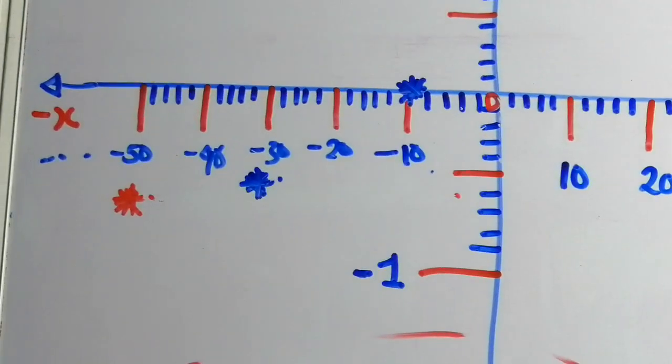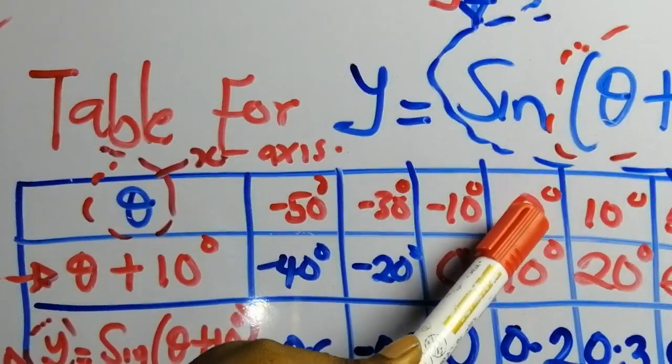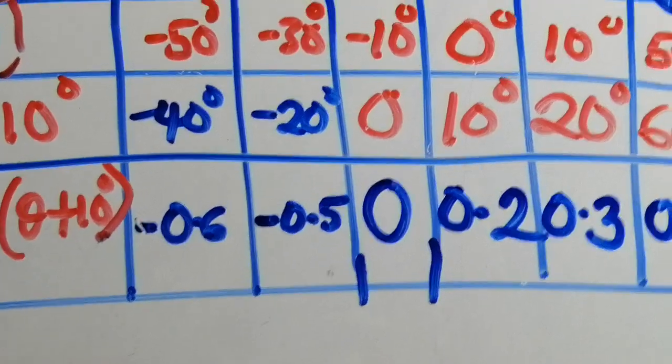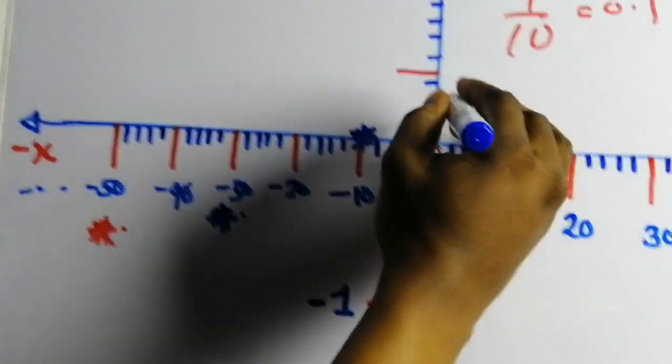So the next one, you have your what? My theta is 0. When my theta is 0, okay, this is my x-axis. When it's 0, this one is what? My y is 0.2. That is positive. 0.1, this is 0.1, 0.2. So it means I will start here.